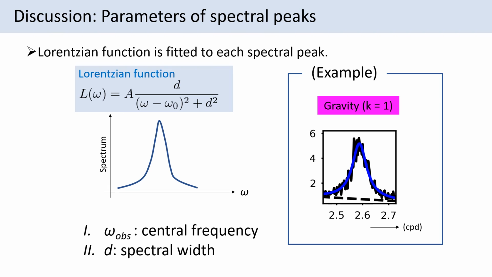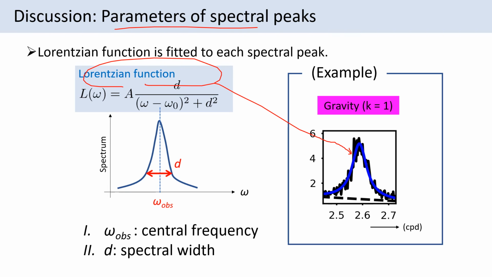So these are the main results, but finally I'd like to discuss two points about the parameters of the spectral peaks. For this purpose, we first fit the so-called Lorentzian function to the observed spectral peak of each normal mode oscillation. By using this fitting, we can define the central frequency and the spectral width. Now we will discuss these two quantities.